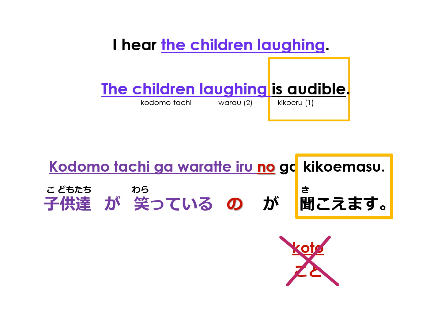Kiku, to listen actively, and kikoeru, to be audible, are what you'd call a transitive and intransitive verb pair. We will tackle transitive and intransitive verb pairs in a future lesson.